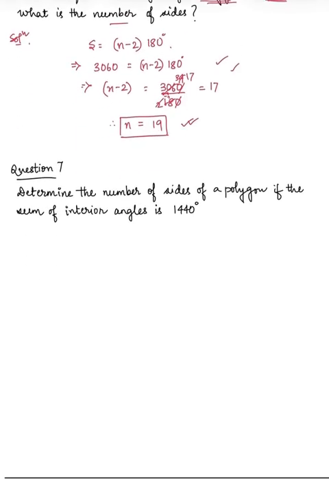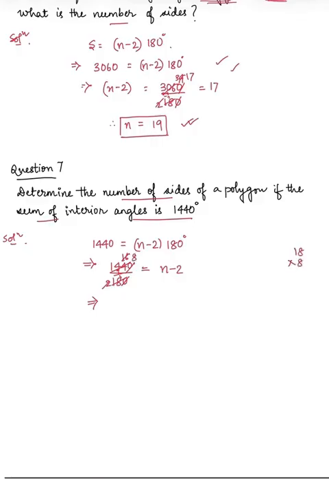Now let's try and solve this to determine the number of sides if the sum of the interior angles is 1440. So we know that 1440 will be equal to n minus 2 into 180 degree. So 1440 divided by 180 degree will be n minus 2. Now we can easily divide them by 9. So 9 ones are 9, 9 sixes are 54... 18 into 8 will give us 144. So 8 is n minus 2. Therefore, the number of sides is 10 for this particular question.